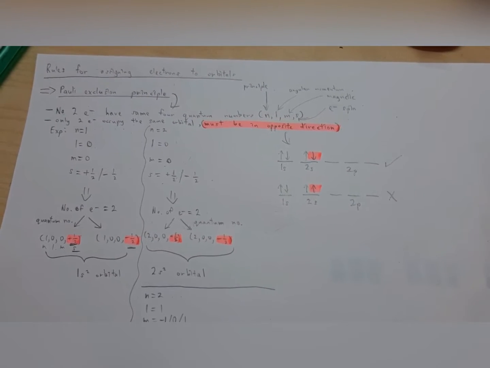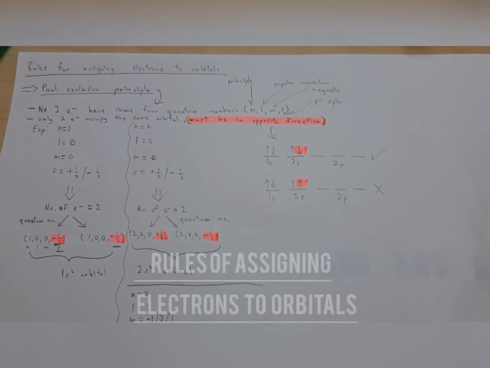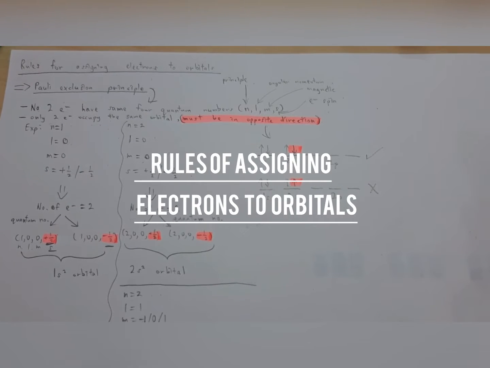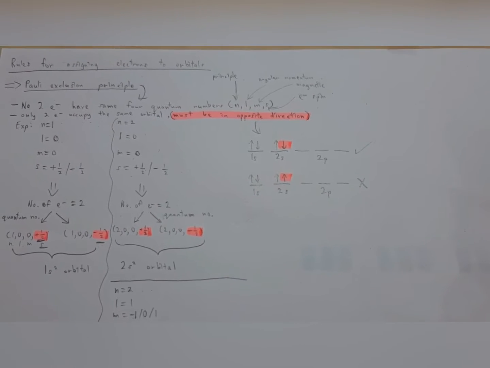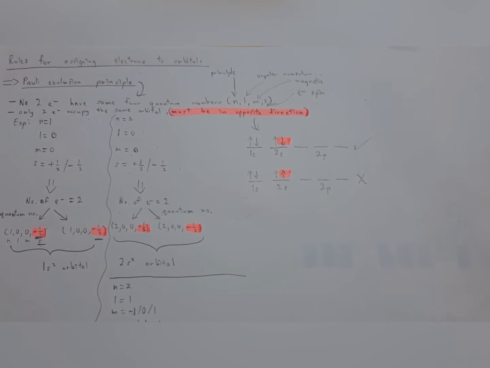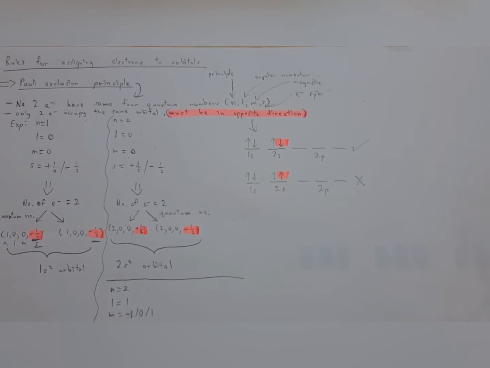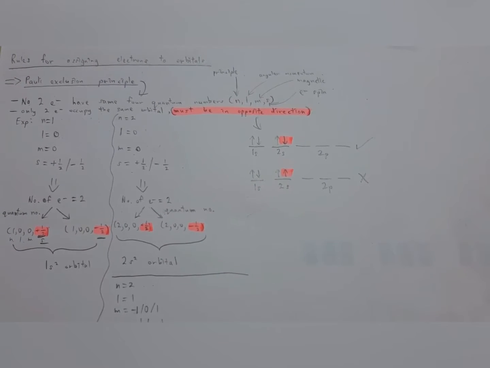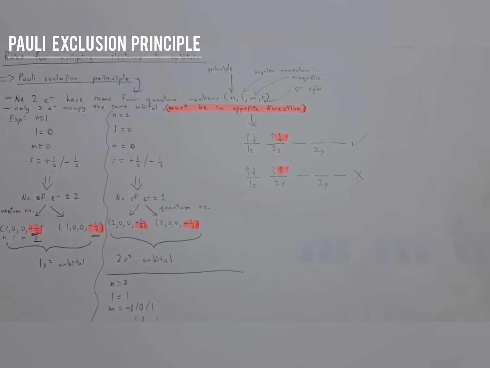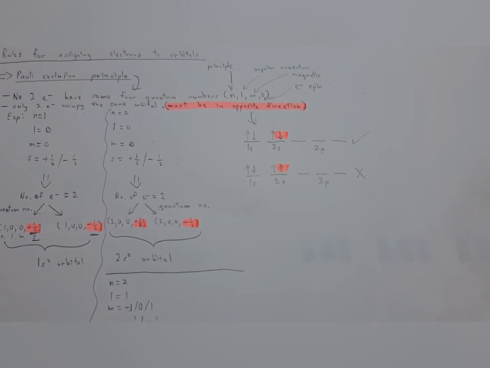Hi everyone, today I'm going to explain the rules for assigning electrons to orbitals. There are a total of 3 rules: the Aufbau principle, the Pauli exclusion principle, and Hund's rule. The second one, the Pauli exclusion principle, will be my topic today.